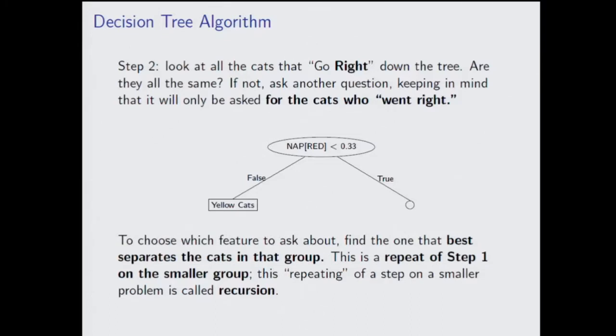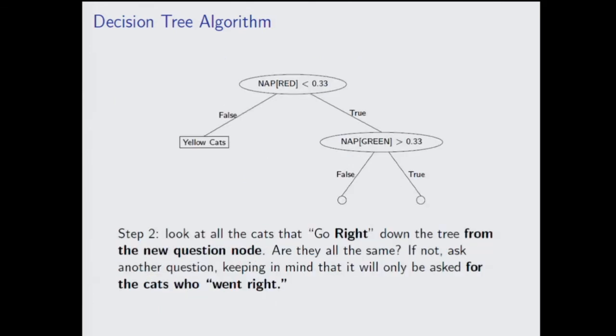So if I looked at my cats that went this way, I might notice, for example, that I could divide them with green, which is not obvious, but suppose. And then once I've asked another question, again, I look at the cats that go left, I look at the cats that go right, and I see if I can label the leaves. And in this case, I can, and I'm finished.